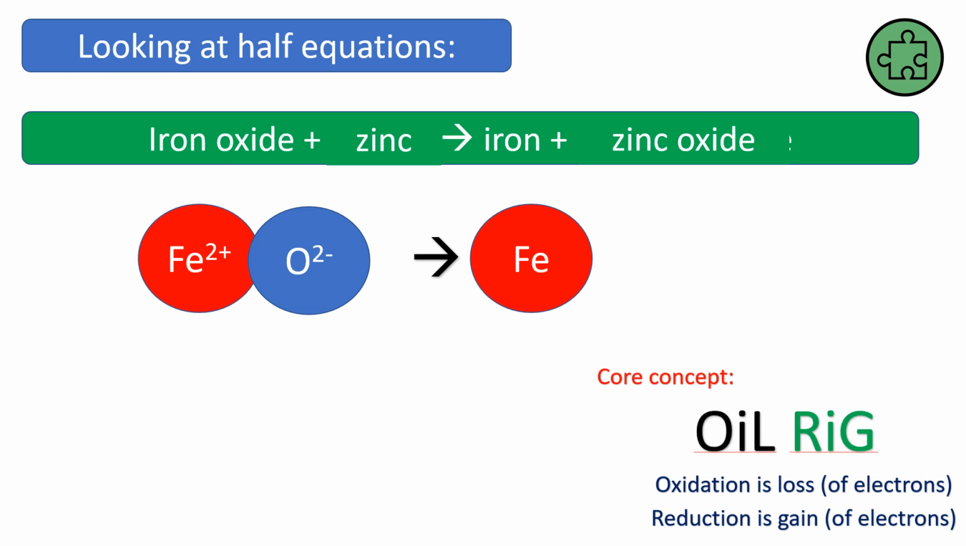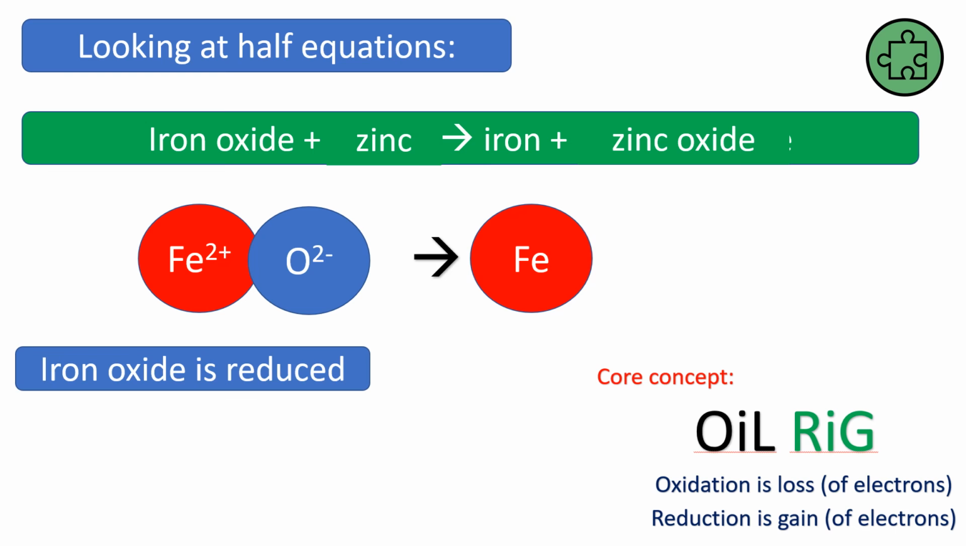And so how do you get from a 2+ to a neutral charge? You are going to add 2 negative electrons. So if we're adding or gaining electrons, this is reduction. So the iron oxide is reduced. And how would you write that? You would write it something like this. You start off with the ion, add 2 electrons, and make the atom.